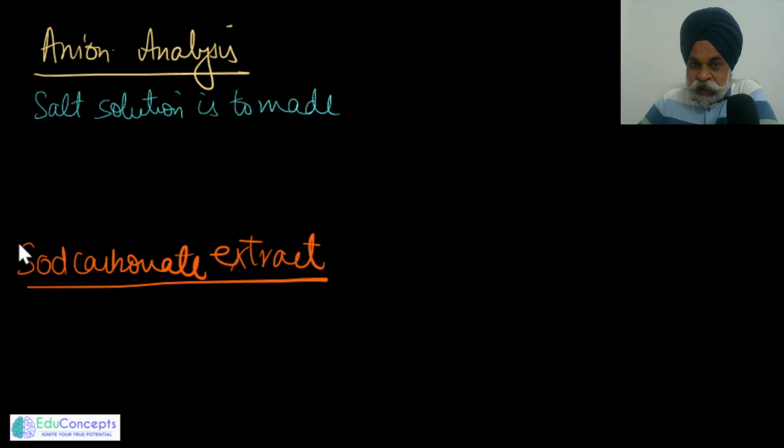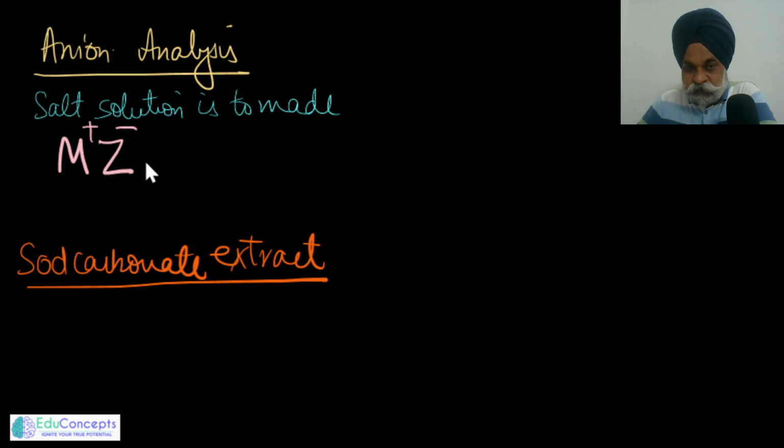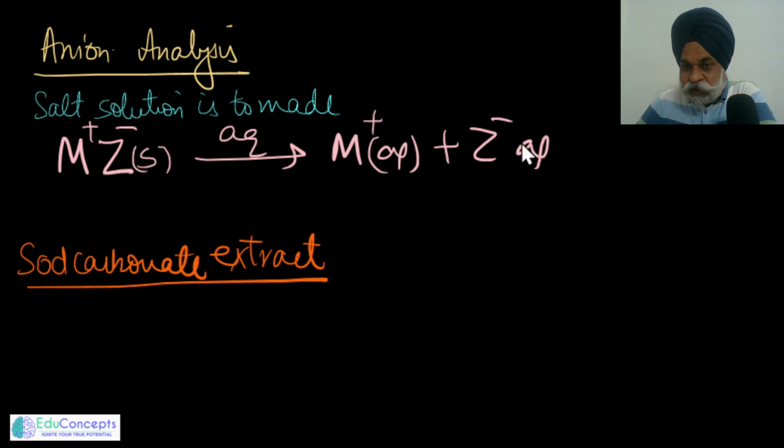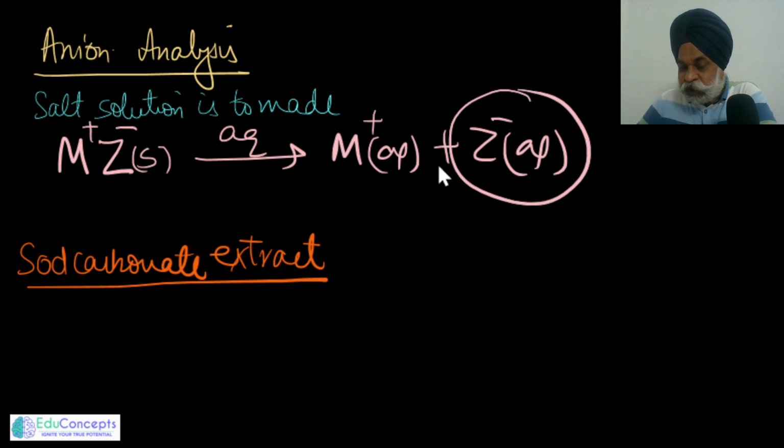Now, as regards the anion analysis, first the salt solution is to be made. Whatever salt is given to you, you dissolve it in water. If on dissolution with water it perfectly dissolves, then the story is easy. We have to analyze this Z negative. But generally it is recommended to make a sodium carbonate extract. Sodium carbonate extract would help us to remove the cation, because we don't want the cation to interfere while we are doing the anion analysis.